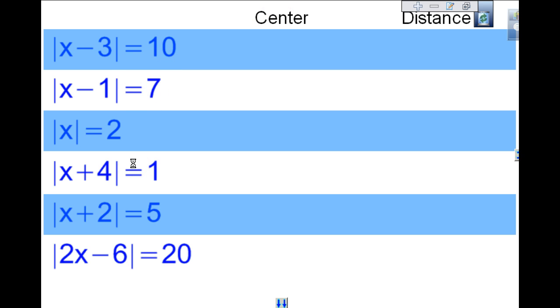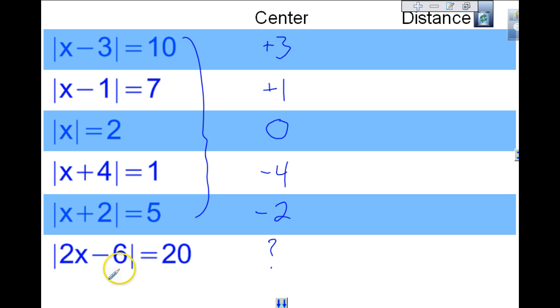Next, little review. Where's the center once again of something like this? Yeah, remember it's going to be the opposite. So positive 3. If there is no number, 0. Negative 4. Negative 2. So the general rule was opposite sign. Opposite sign of the number inside. However, this is not going to work.